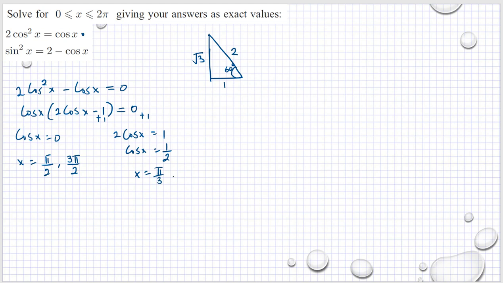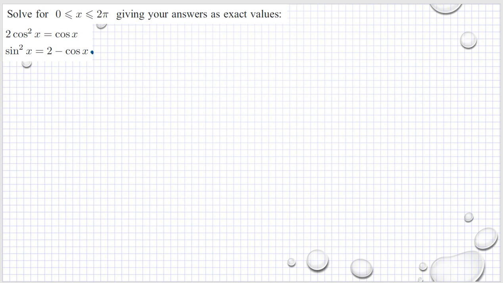And x is also 2 pi minus pi over 3 from the first quadrant. Then that is 5 pi over 3. So our x now, we have pi over 2, and then we have 3 pi over 2, and then we have 5 pi over 3. And as you can see, I forgot one of them. That is pi over 3. Okay, let's try the second one, this one.